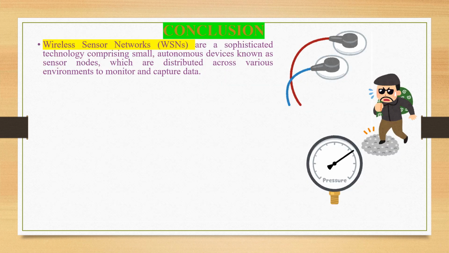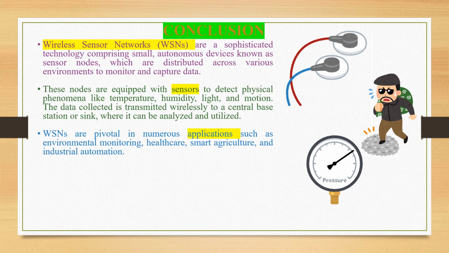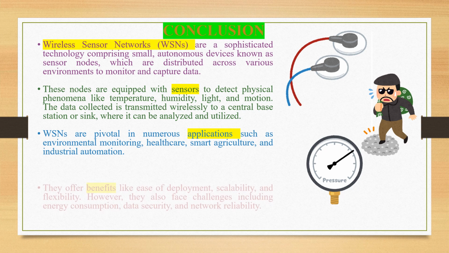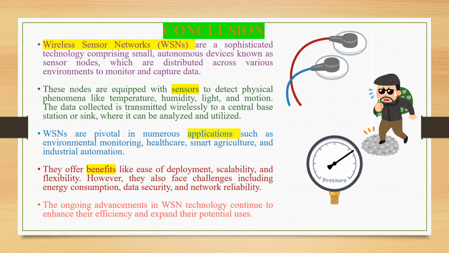So finally, I could conclude by saying that wireless sensor networks are a sophisticated technology comprising small autonomous devices known as sensor nodes, which have pivotal, numerous applications as I've listed earlier. They also offer benefits like ease of deployment, scalability, and flexibility. However, they also face challenges including energy consumption, data security, and network reliability. There are ongoing advancements in WSN technology which continue to enhance their efficiency and expand their potential uses.